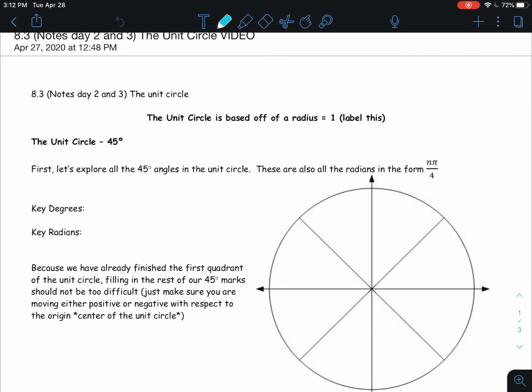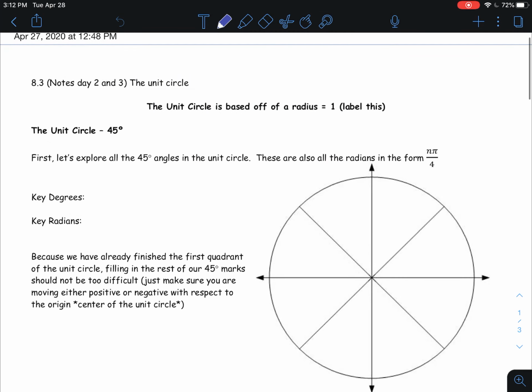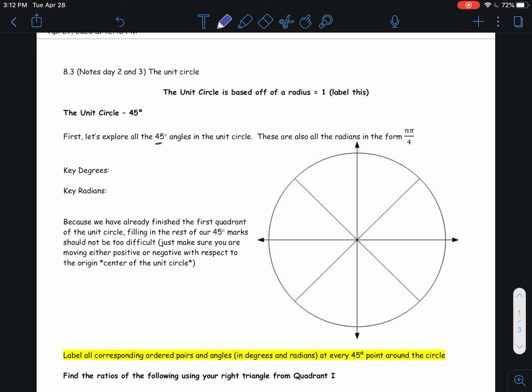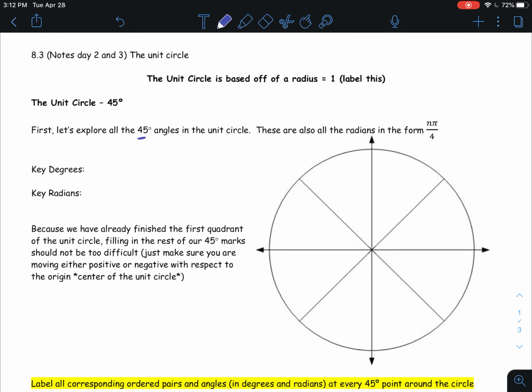Alright guys, so today's notes are going to be over filling out the rest of the unit circle. How this is related to the last class is that we filled out the first quadrant, so now we're going to fill out the last four quadrants of the unit circle using those special angles that we talked about yesterday, both 45 degrees, which ends up being pi over 4. So let's just take a look at the 45 degree angle first.